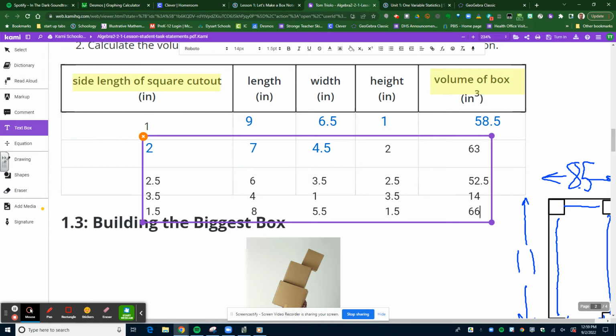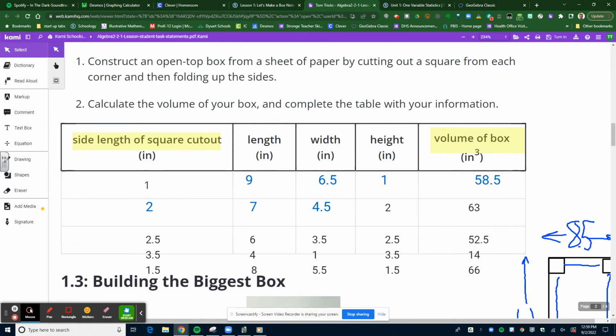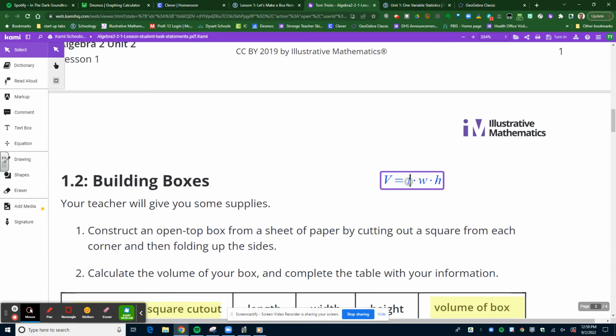Okay, this was very inefficient. Do you think there's a way we could do this without doing all that work? Okay, so let's take a look at that. So what I want you to do is take the formula that we have up here, the length times width times height, and rewrite it in terms of x. So how many variables? 1, just x, okay?